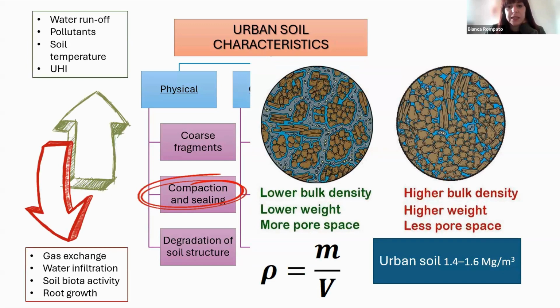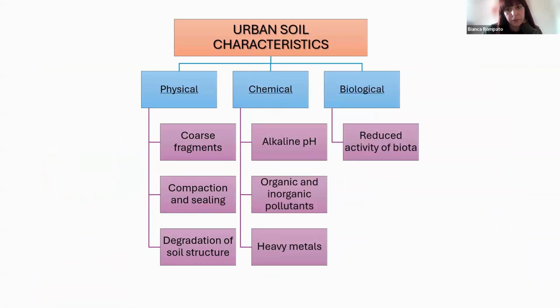Furthermore, it leads to the increase of the urban heat island effect, influencing soil temperature, microbial activity, nutrient transformation, and root growth of the plant stock. Bulk density of urban soil is generally around 1.4 to 1.6, and the sealed surface, typical of the urban context, emphasizes the previously mentioned issues.